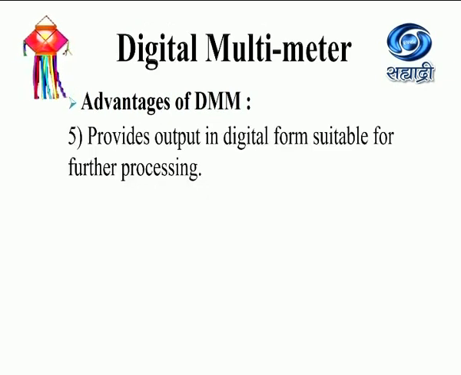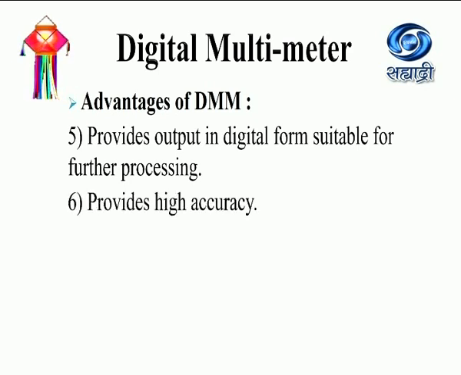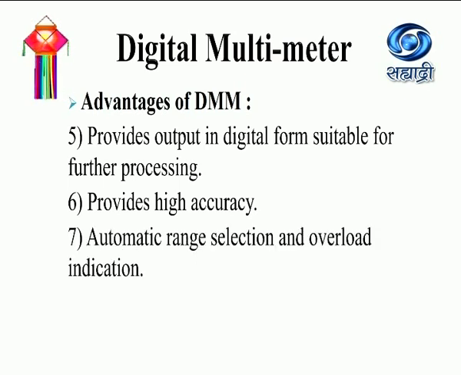Next one is it provides output in digital form suitable for further processing. We can use these outputs, which are available in digital form, for further processing. We can connect this output to computers also. Sixth one is it provides high accuracy because the output is in digital form. That's why accuracy is very, very high. Next, automatic range selection and overload indication. So we can choose various ranges and overload indication is also there in the DMM. Next is high resolution. We can use this DMM for high-resolution measurements.